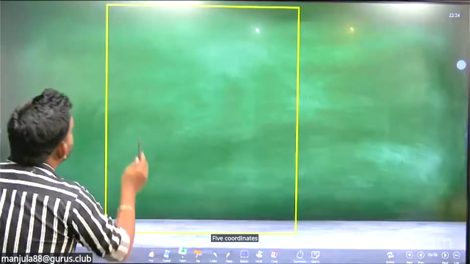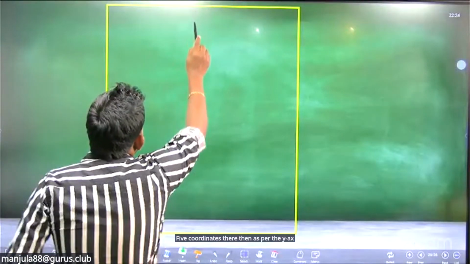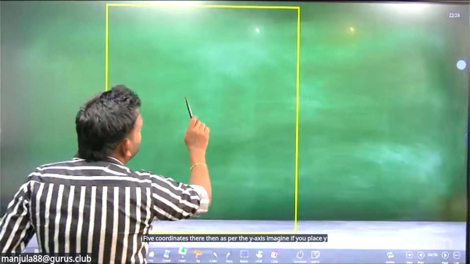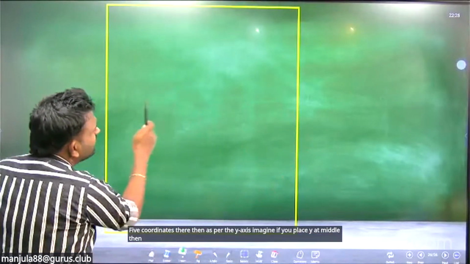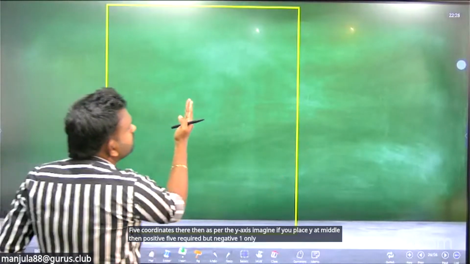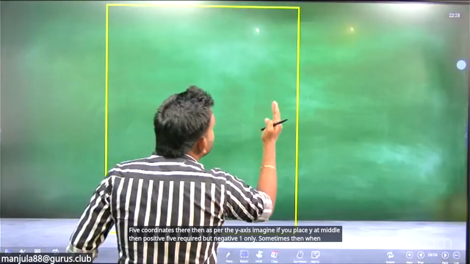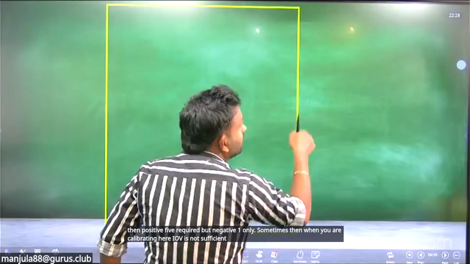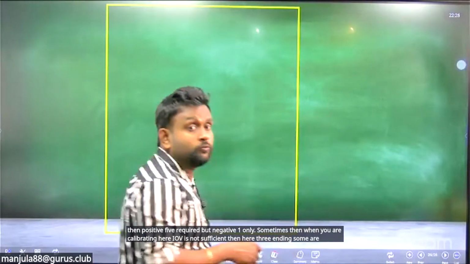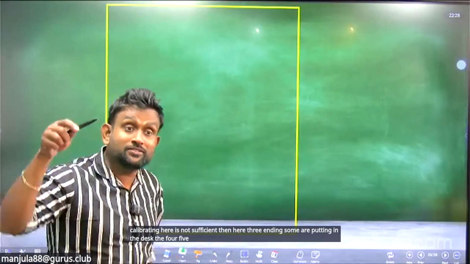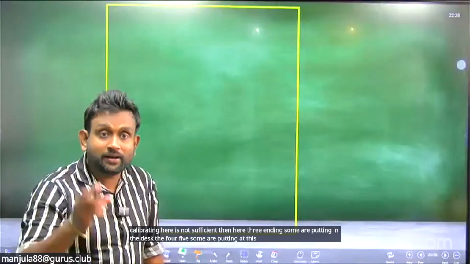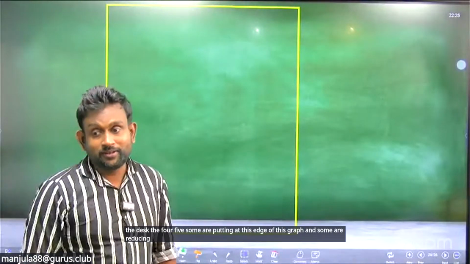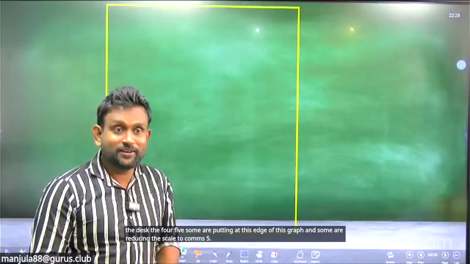Then as per the y-axis, imagine if you place y in the middle, then +5 is required but -1 only. Sometimes when you are calibrating, 5 is not sufficient, so some end at 3, some put 4, 5 at the edge of the graph, and some reduce the scale to fit 5. You cannot reduce the scale.